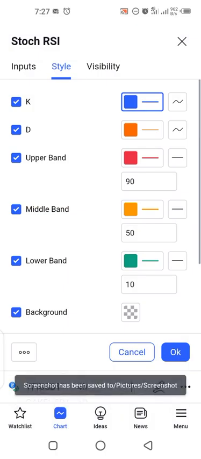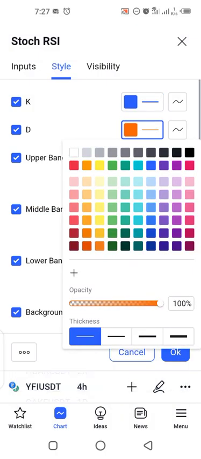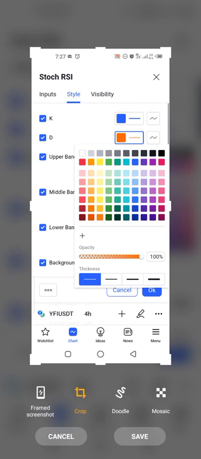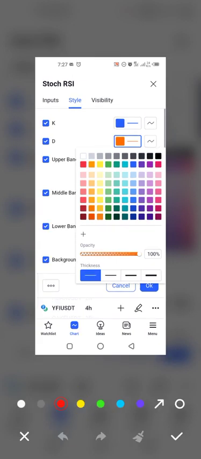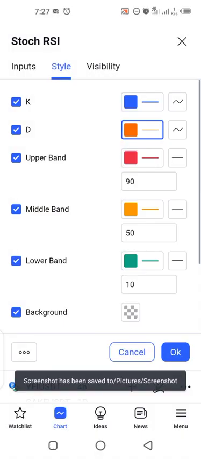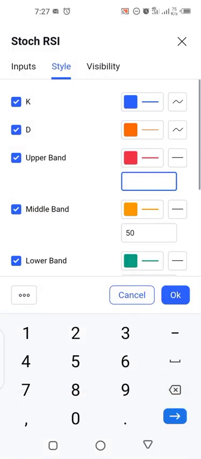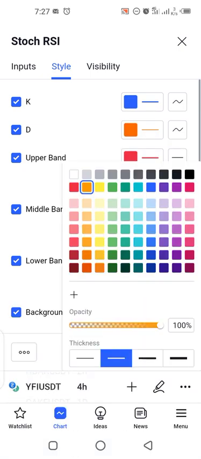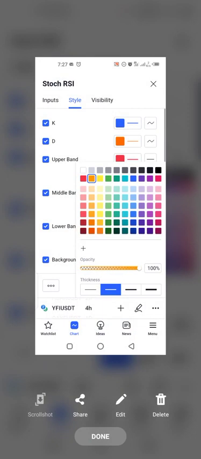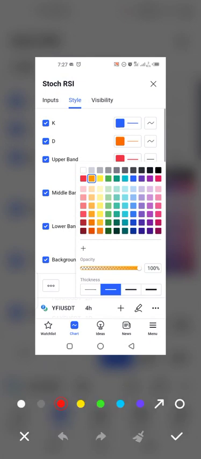Now let us go to the next one, which is the orange, the D. Like you see, down here we have 100, and the thickness is here. Then where there is 80, you put 90. Then let's go to the middle band color here. Once I take the screenshot, like you could see, the opacity is 100, and the thickness is here.